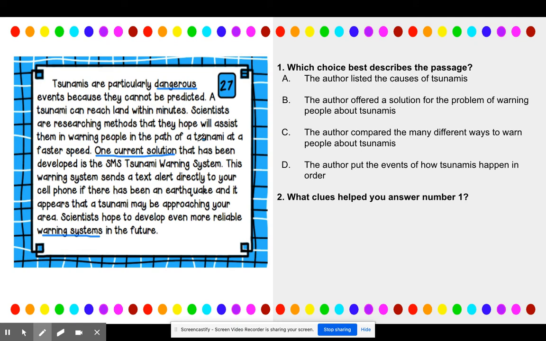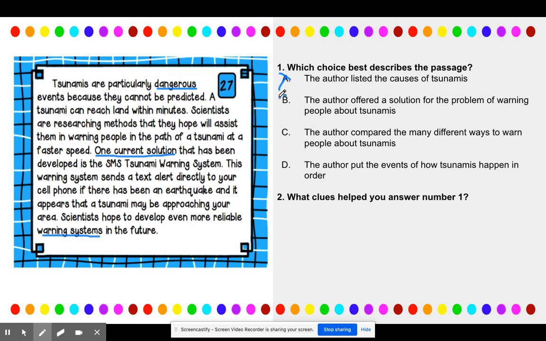So when I already, I have that in my mind. Problem and solution. Tsunamis are the problem. The early warning system is the solution. I'm ready to look at my choices. The author listed the causes of tsunamis. Nope. Okay. The author offered a solution to the problem of warning people about tsunamis.